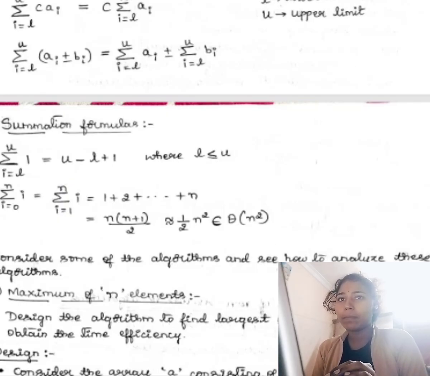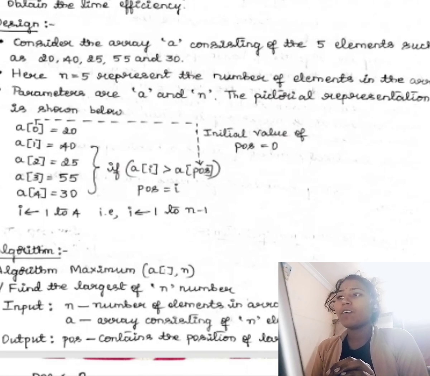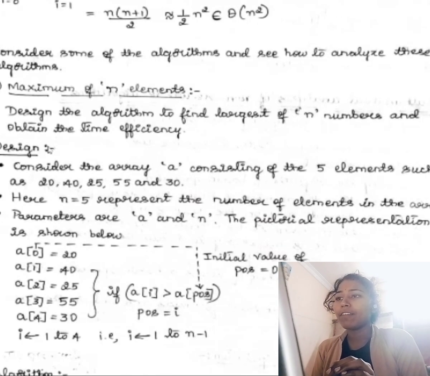The algorithm is finding the maximum of n elements. We have to consider an array having a number of elements: A of 0 equals 20, A of 1 equals 40, A of 2 equals 25, A of 3 equals 55, A of 4 equals 30. I ranges from 1 to n minus 1, because here the elements are n, so there are n minus 1 comparisons in the algorithm, so we consider I ranging from 1 to 4.